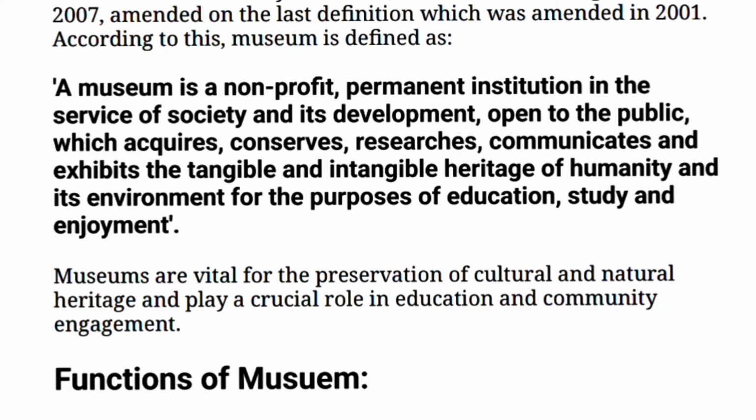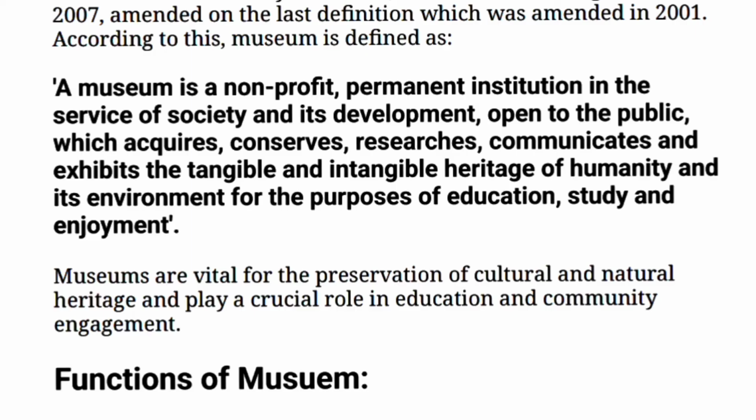So it defines museum that museum is a non-profit permanent institution in the service of a society and its development. So basically museum एक non-profit permanent institution है that provides service to the society and works for its development, that is open to the public, and the main function is to acquire, conserve, research, communicate and exhibit the tangible. Tangible का मतलब होता है physical object या structure that have historical, cultural, artistic or scientific value. Like for example, artwork, artifacts, monuments, buildings, landscapes and archaeological sites.